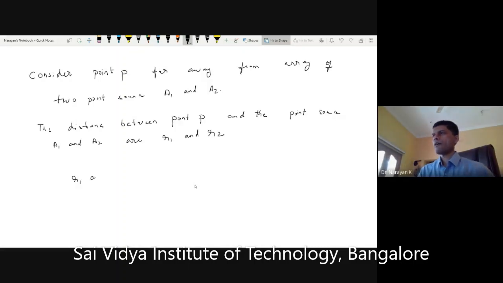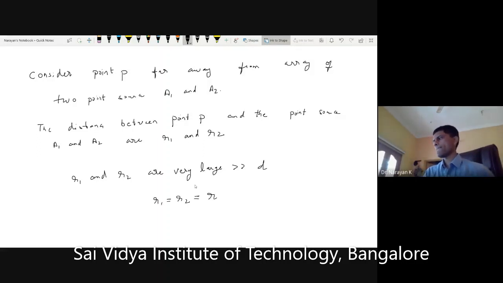R1 and R2 are very large as compared to d. They are very large as compared to d. Therefore, we assume R1 is equal to R2 is equal to R. Okay.